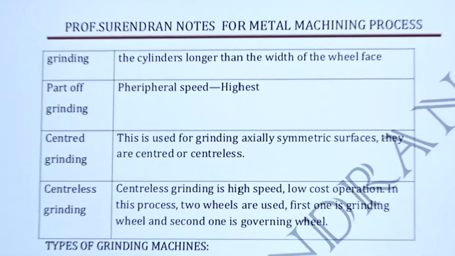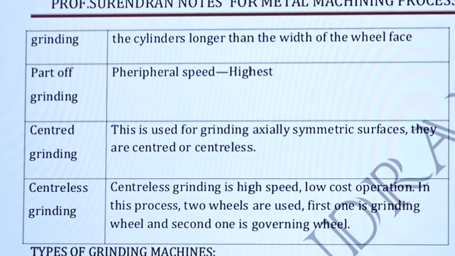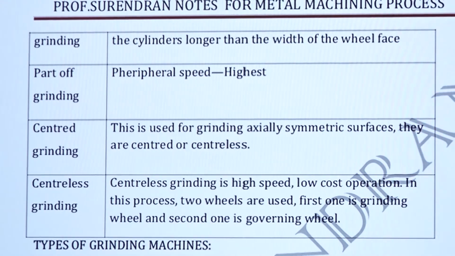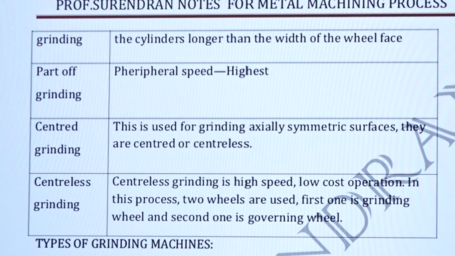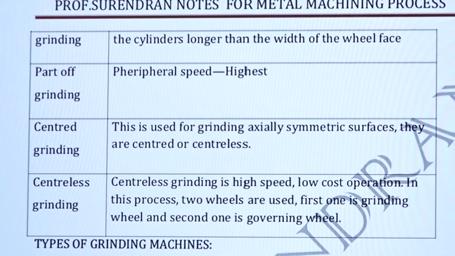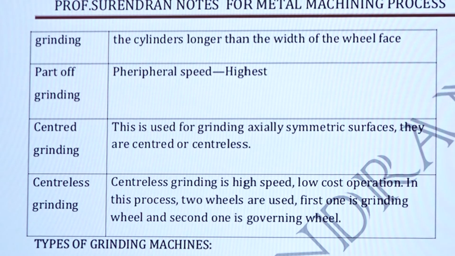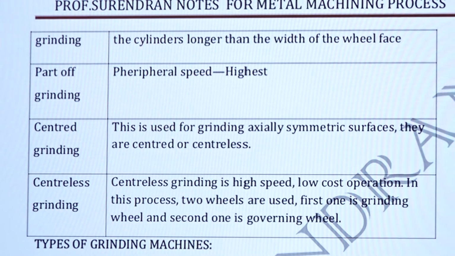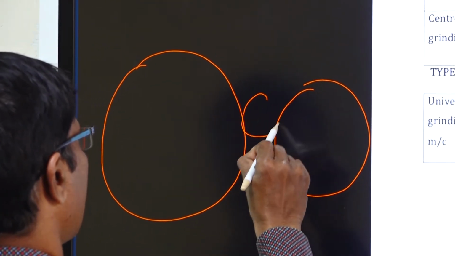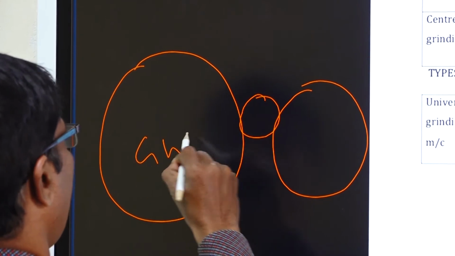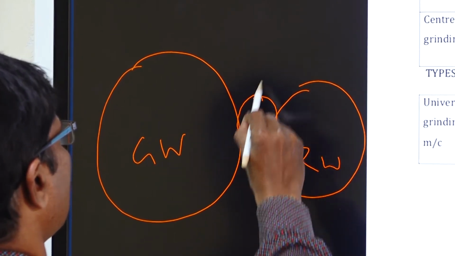Next, centered and centerless grinding: the grinding in which peripheral speed is maximum. We have two types, centered grinding and centerless grinding. In centered grinding, an axisymmetric surface can be produced. In centerless grinding, we have one grinding wheel and another regulating wheel, and in between them the workpiece is ground. So this is the grinding wheel, the regulating wheel, and this is the workpiece.